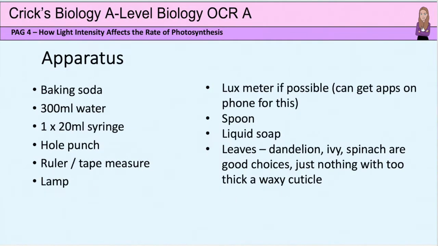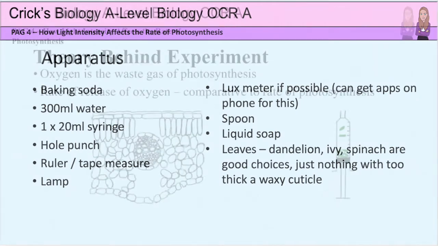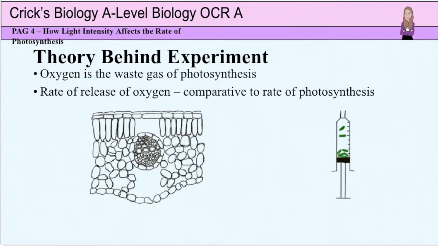This experiment can be done at home, as you should be able to get hold of all of these apparatus. Since oxygen is the waste gas of photosynthesis, the rate of release of oxygen represents the rate of photosynthesis. Using the leaf discs, if you draw the air out of the air spaces between the spongy mesophyll cells by using a vacuum, by putting your thumb over the top of the syringe and pulling repeatedly down on the plunger, then you can replace the gases with water, and this makes the leaf discs sink.